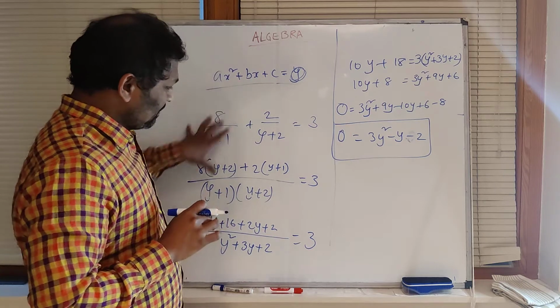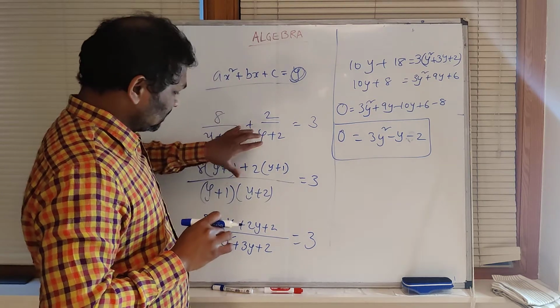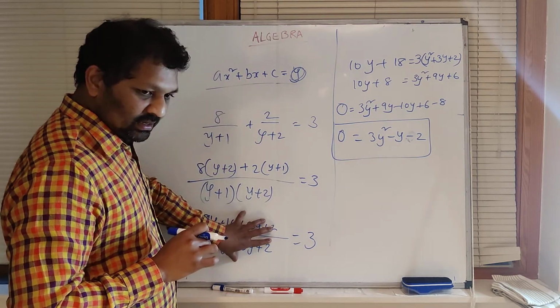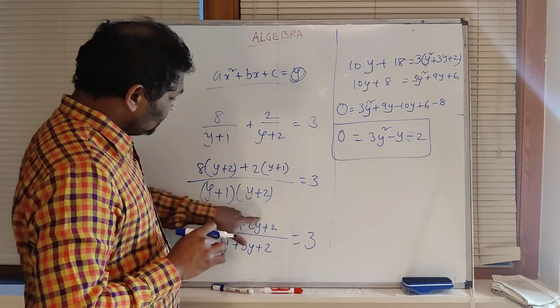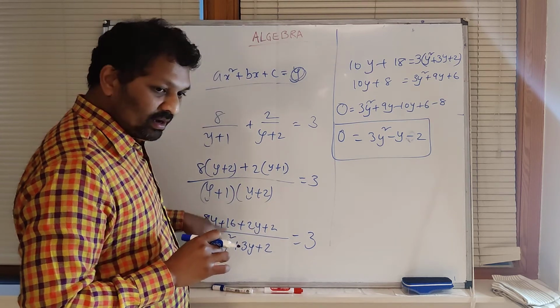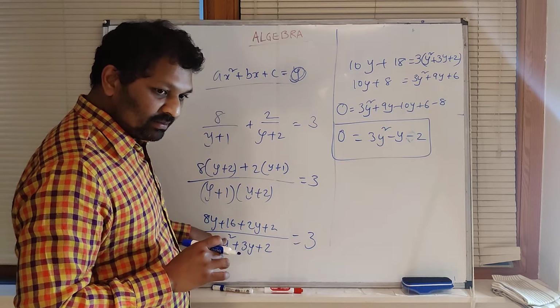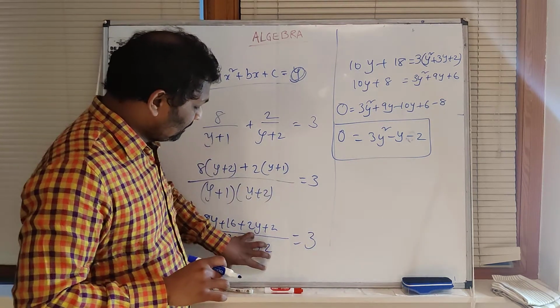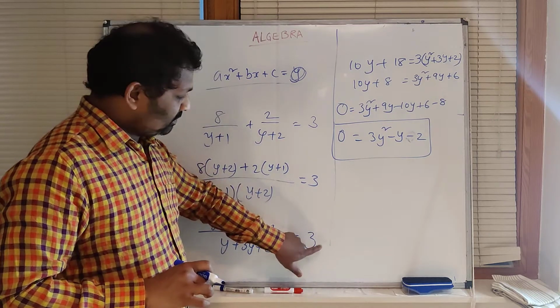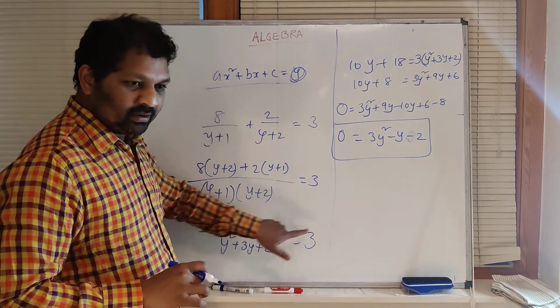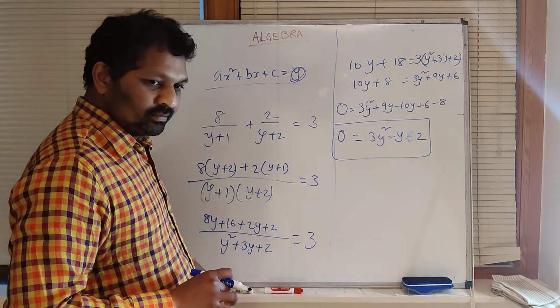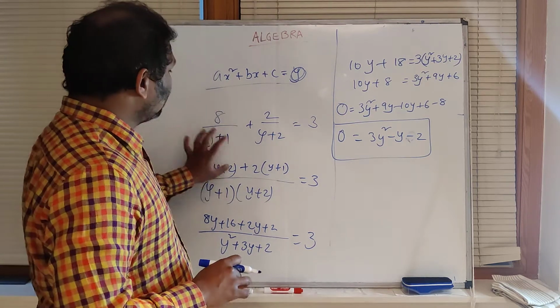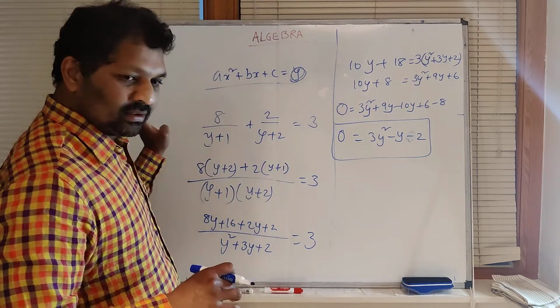And I simplified these two fractions, and I got one fraction. In the numerator we have y power 1, and in the denominator we have y square. The denominator I took to the other side, because if it goes to the right side, these two will get multiplied, right? Yeah.